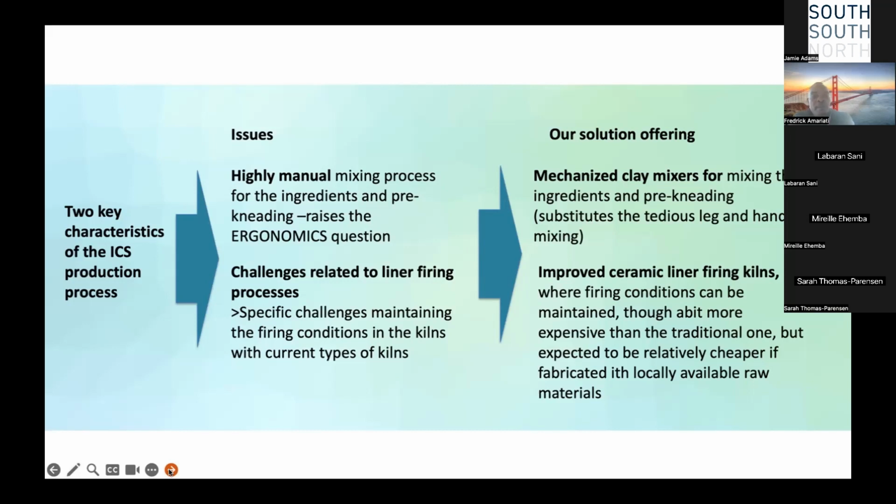One is we've come up with a mechanized clay mixer. I'll be able to show you in the next slide how it works. And then we have what we're calling the improved ceramic liner firing kilns. Again, I will show you in the next slide. Next slide, Sarah.